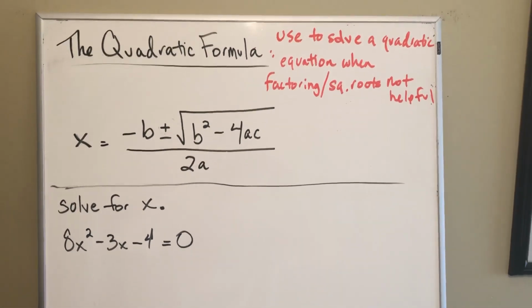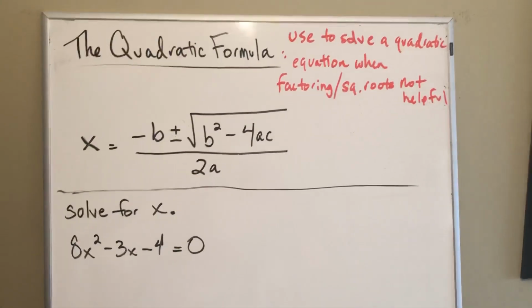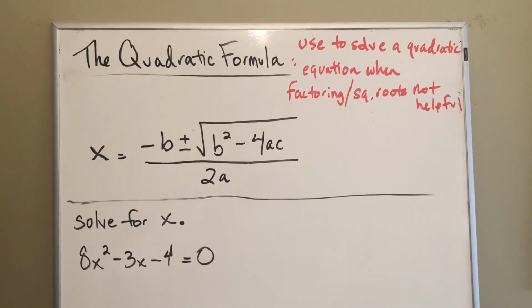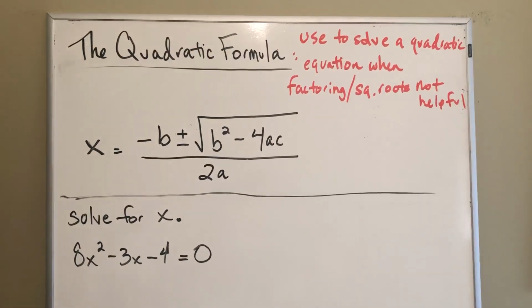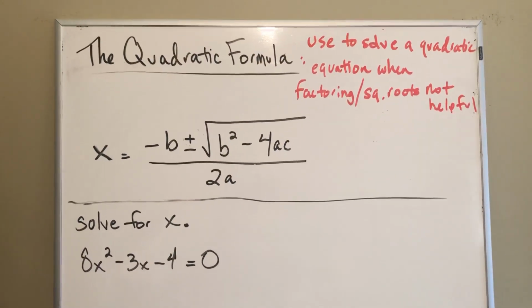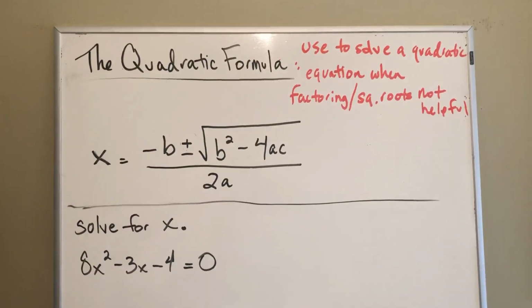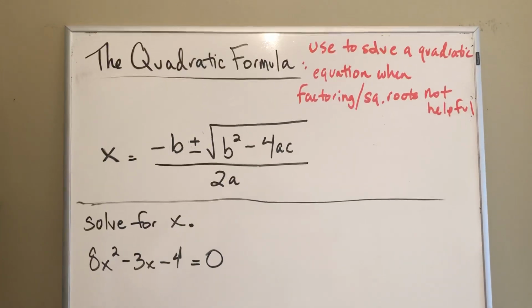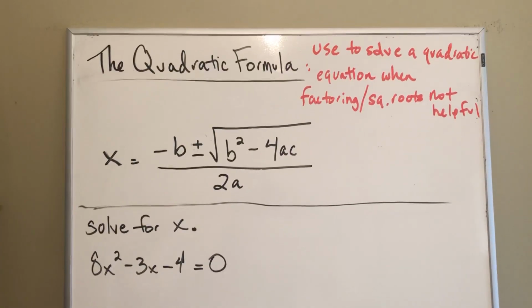The quadratic formula is what we use when we have a quadratic equation that can't be solved easily by factoring or by taking square roots. Now, the quadratic formula is probably the most reliable way to get your answers for a quadratic equation, but it involves several steps, as you can see with the formula given right here. I'm going to read it slowly and let's talk about it.